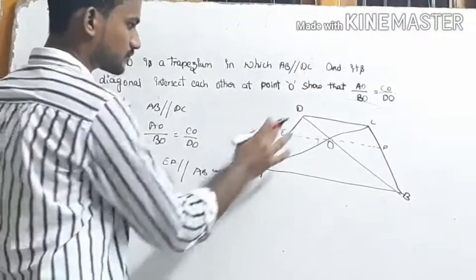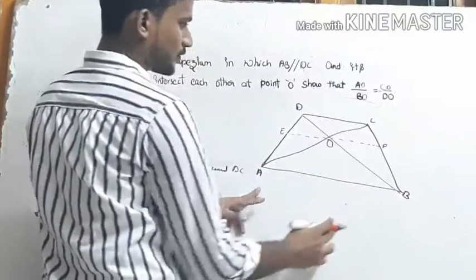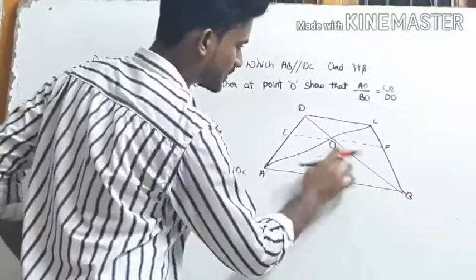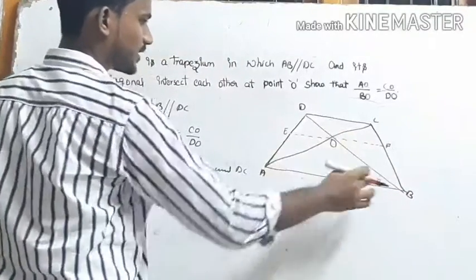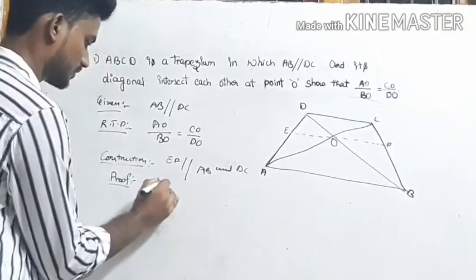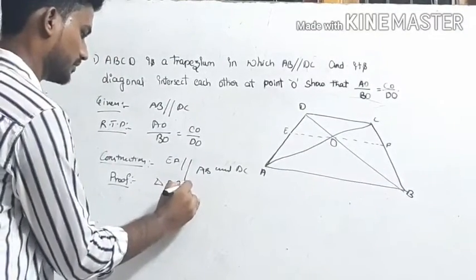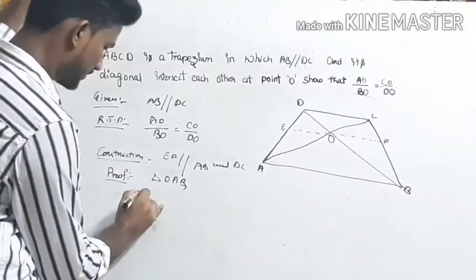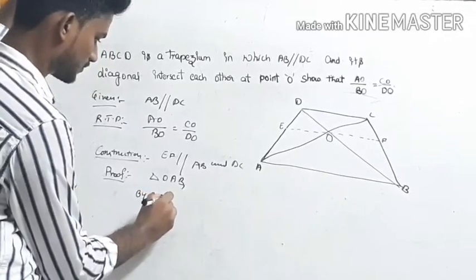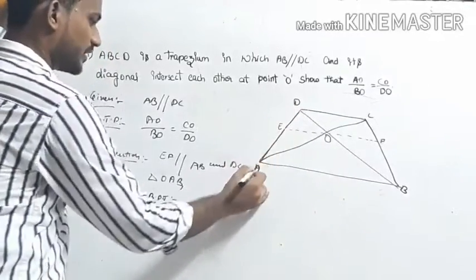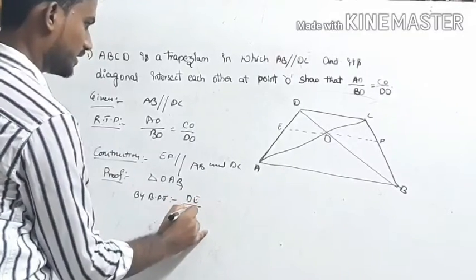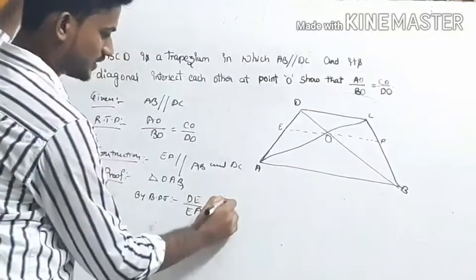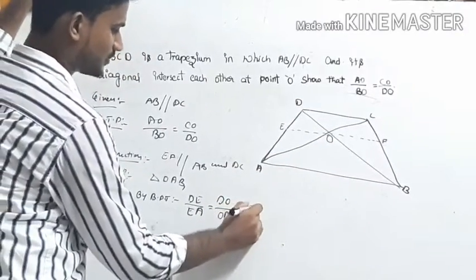Then prove. Take triangle DAB, where DO and OB are there. From BPT, we can write DE by EA equals DO by OB. This is the first equation.